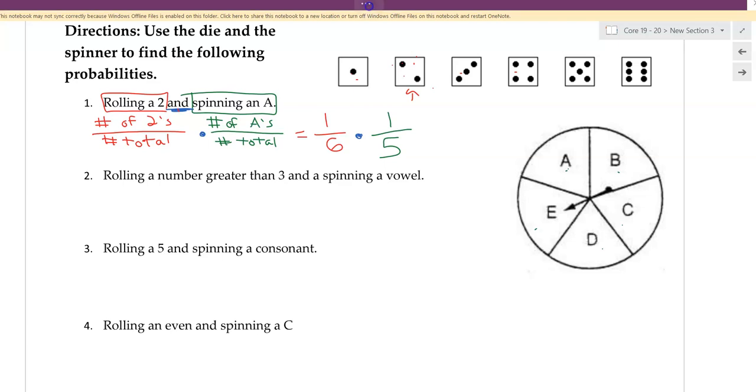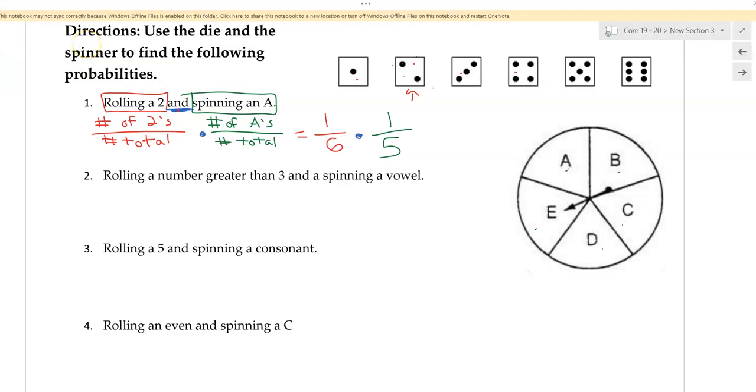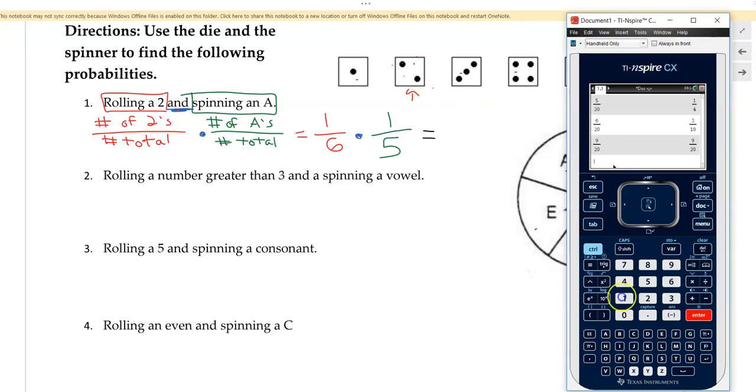So 1/6 times 1/5, and again, we can type that into our calculator: just 1 divided by 6 times 1 divided by 5. I can type it in as easy as that. If you want to do 1 over 6, times, Control divide, 1 over 5, it will give you the same answer there.